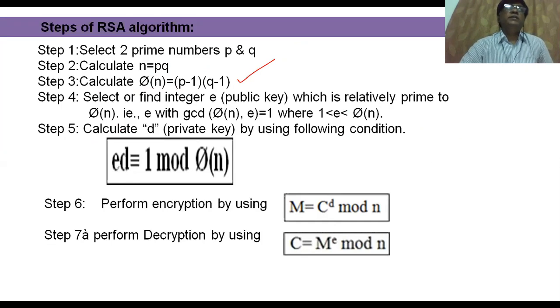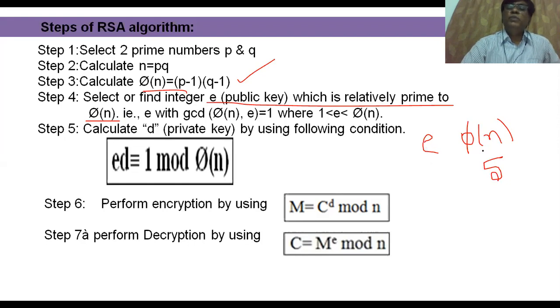Now select or find any integer. You can select any integer, assume that is E, also called the public key, which is relatively prime to phi N. Relatively prime to phi N means you can assume any E value that should be co-prime to phi N. For example, if the phi N value is 5, the E value should be co-prime to 5, and that E value should be less than phi N also.